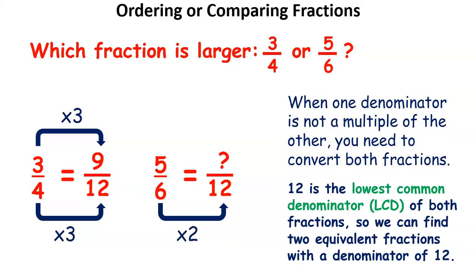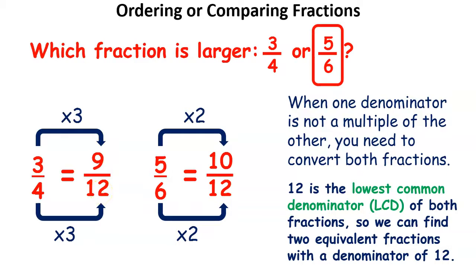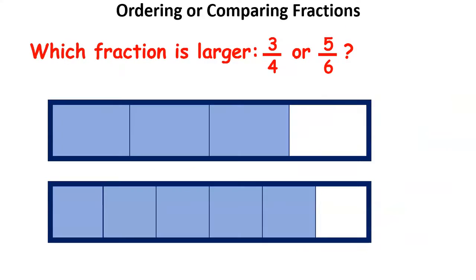I now look at my 6 and say, what do I need to multiply 6 by to make it a 12? I've got 6 times 2 is 12. Therefore, I need to multiply my 5 by 2, which is 10. Now, when we're comparing these two fractions as equivalents, I'm comparing 9/12 and 10/12. Well, 10 parts out of 12 is going to be larger than 9 parts out of 12. So which fraction is larger? 5/6 is the larger fraction.